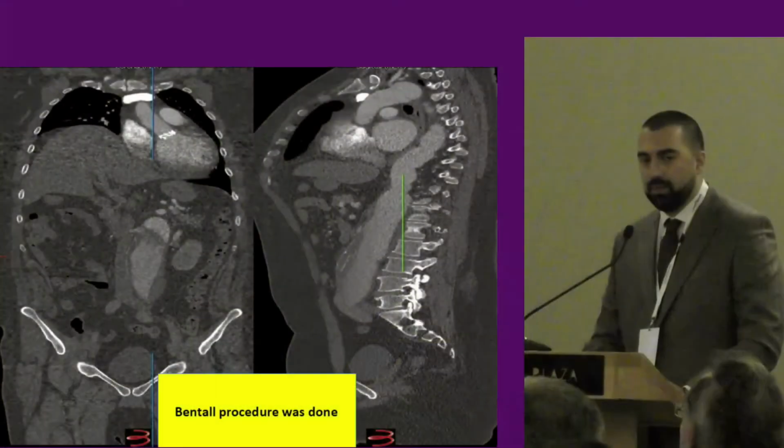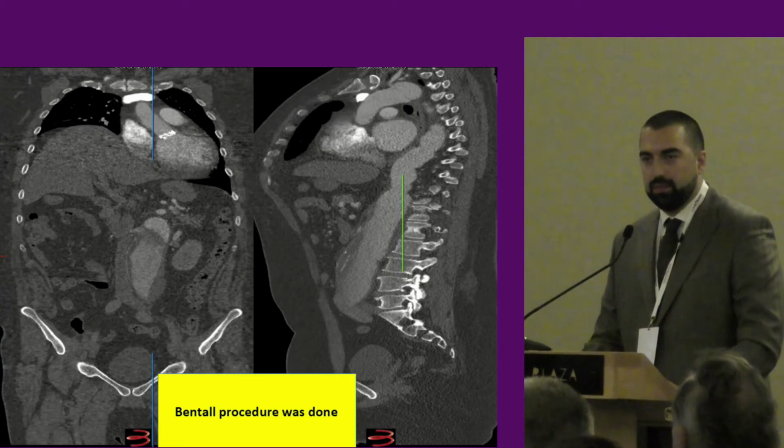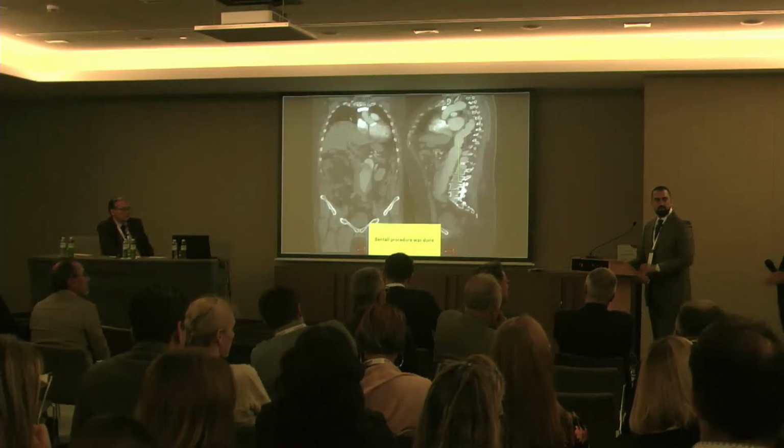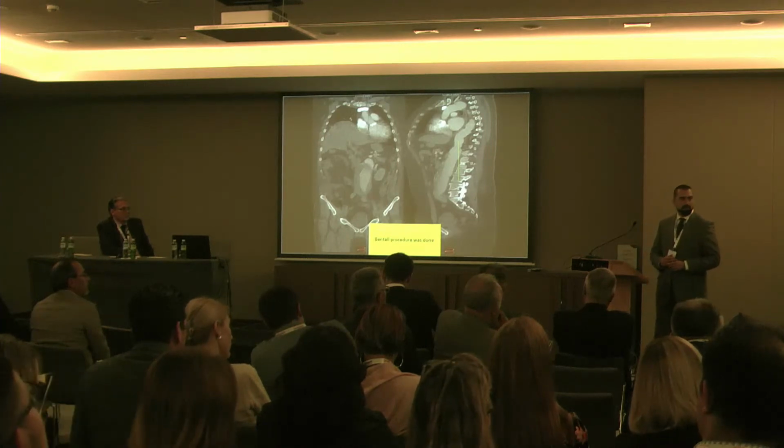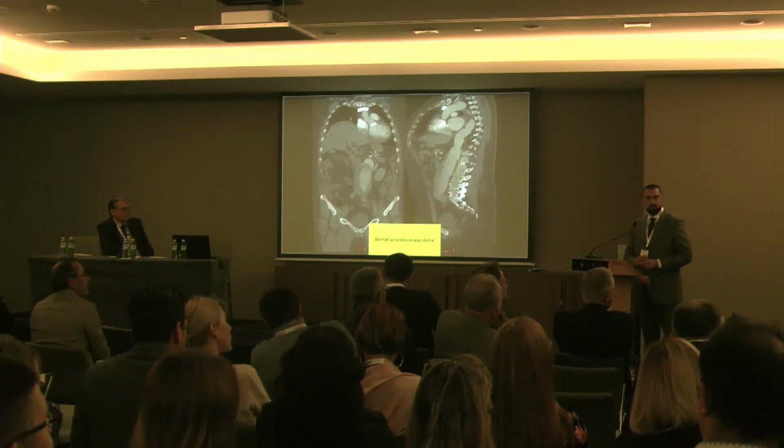So it's kind of similar to the first case. Then they have done the Bentall operation without elephant trunk. You have the arch. You have the descending aorta again. One of the most important messages regarding both previous cases is that during the primary procedure, cardiac surgeons should be much more aggressive. Yes.